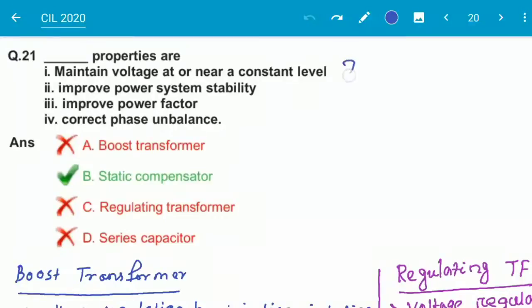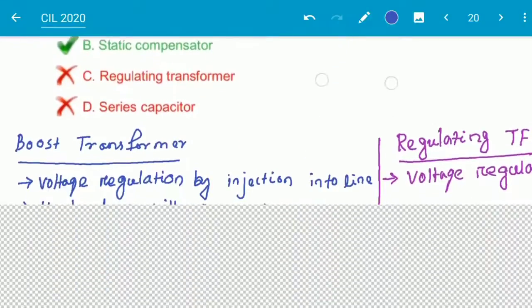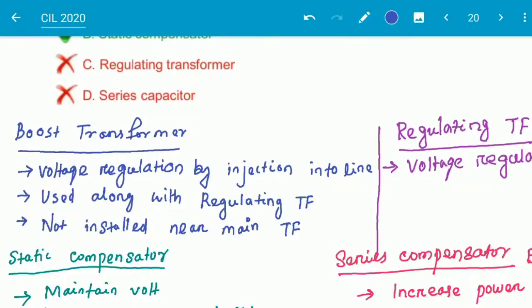Which of the devices are used for these properties? Option A is boost transformer, option B is static compensator, option C is regulating transformer, and option D is series capacitor. Here we have to discuss the properties of each device. Suppose for boost transformer, the properties are as follows.